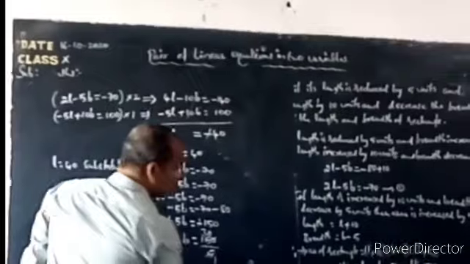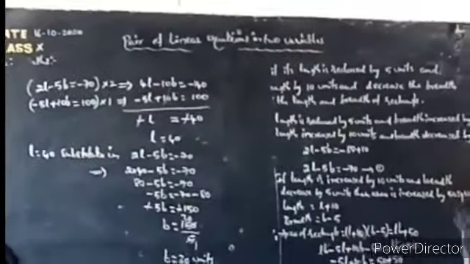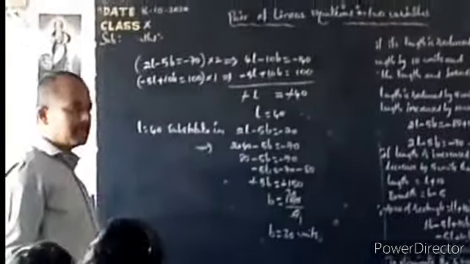Length is 40 units and breadth is 30 units. Okay, na? Is it clear or not? Yes, sir. Next, last problem.